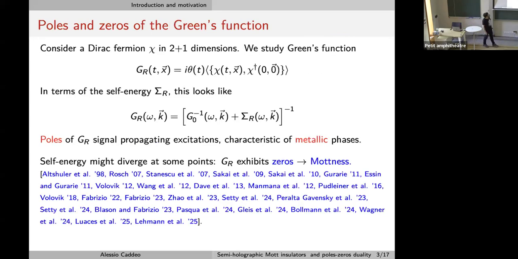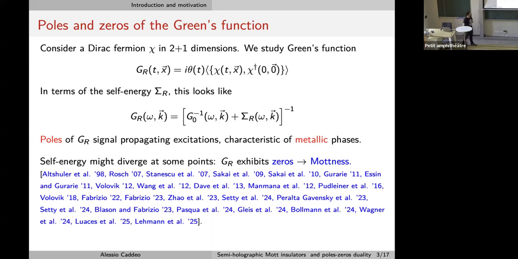For this talk, it is particularly important to talk about Green's functions. So I will consider theories in 2+1 dimensions featuring a Dirac fermion, and this is my definition, but not mine, the definition of the retarded Green function. So in an interacting system, one can write, in general, the Green function as the sum of two terms, the free contribution G0 and the self-energy contributions.